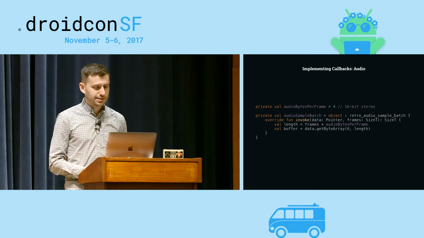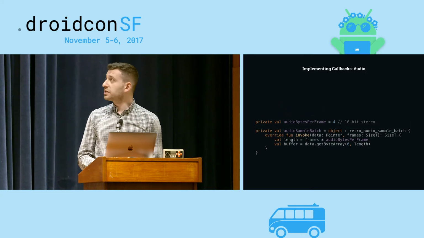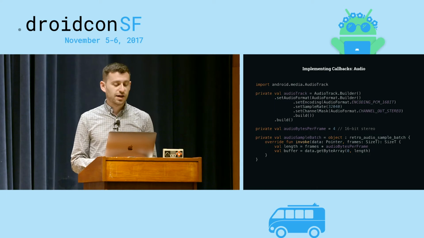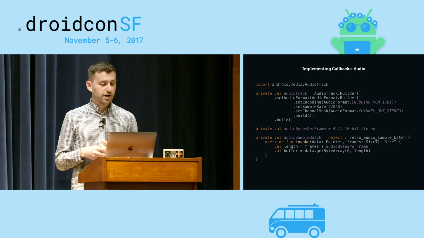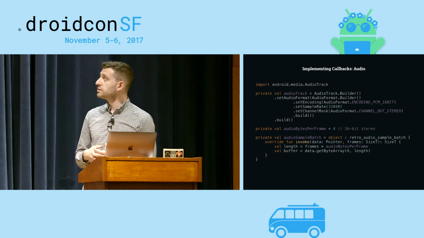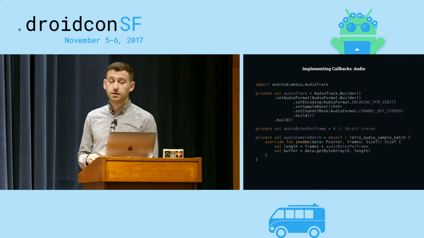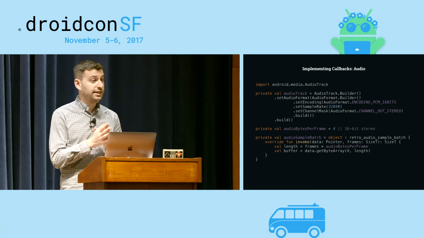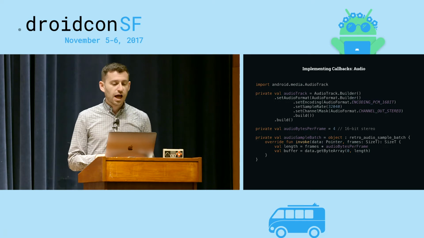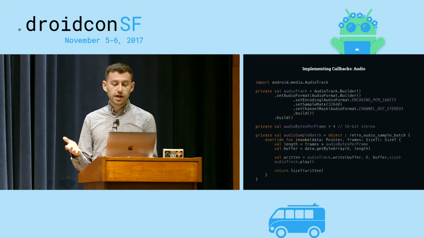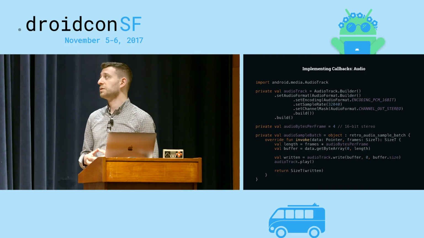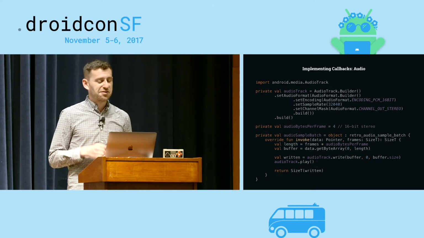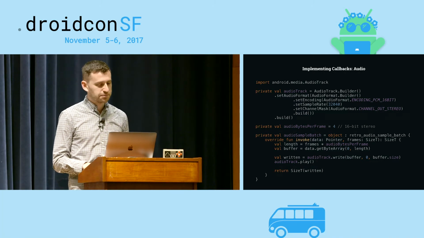So what can we do with that? Well, the cool thing is we can use the standard Android media APIs. We create an audio track, specify some options. Again, I'm hard coding a few things here, but there are ways to dynamically get all of this information. And then we can simply write the buffer to the audio track and call play. So that should take care of audio. Let's move on to video.